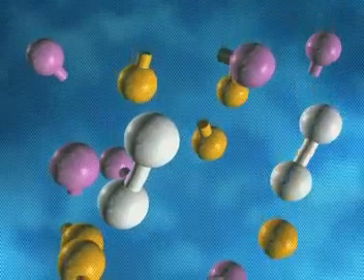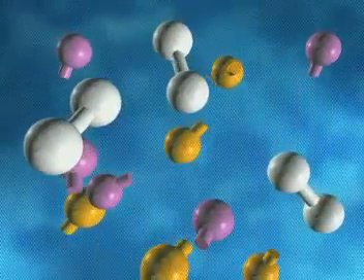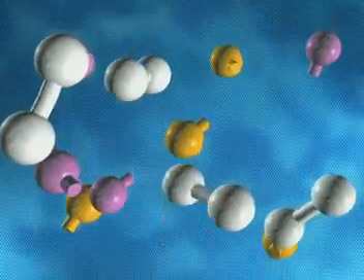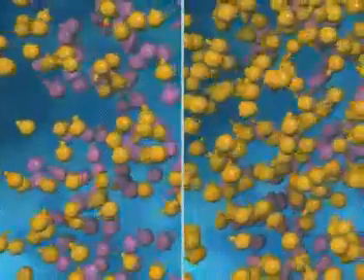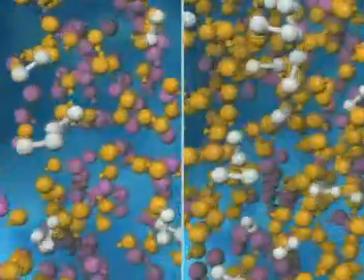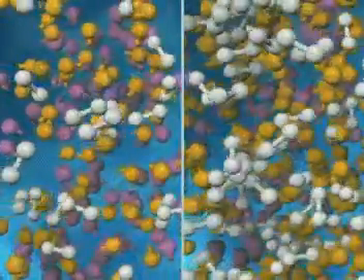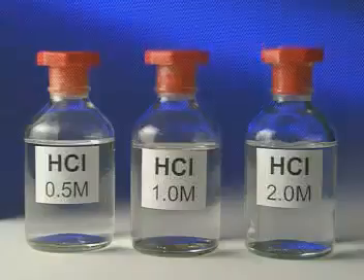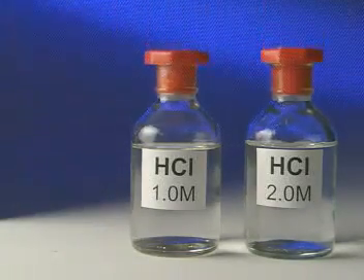For a chemical reaction to take place, the reacting particles must collide with each other. On the right, the yellow reactant is doubled and the collision rate increases. Decrease the concentration of hydrochloric acid, and what do you think will happen?